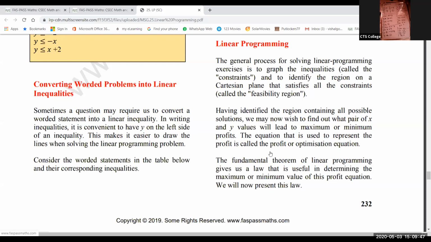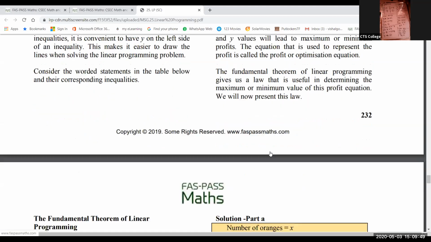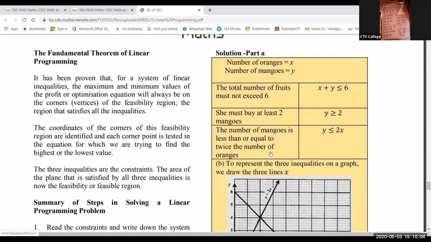The equation that is used to represent the profit is called the profit or optimization equation. The fundamental theorem of linear programming gives us a law that is useful in determining maximum or minimum values of this profit equation that I'm talking about. We will now present this law. The fundamental theorem of linear programming.